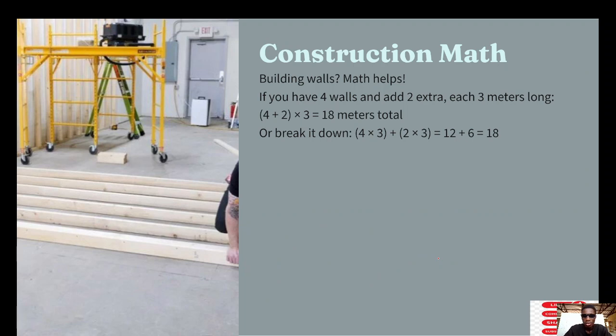So building walls, maths helps. You have 4 walls, and then you add 2 extra. Each 3 meters long is going to give us these expressions. 4 walls plus 2 extra, each meters long should be 3. So when you do that using the distributive method and then using the PEMDAS method, you are going to get what? 18 meters in total, because 3 times 4 is 12, and then 3 times 2 is 6.